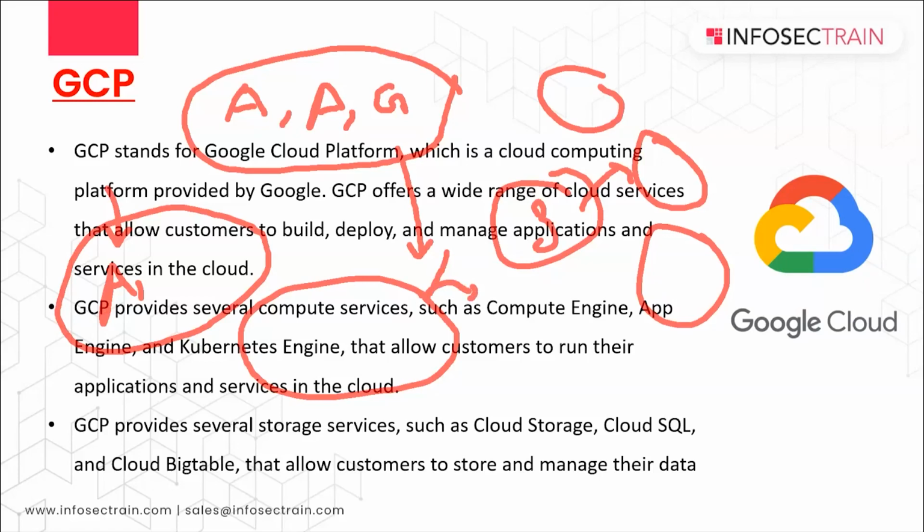So if your requirement suits AWS, go with it. If your requirement suits Azure, go with that. Or if your requirement suits GCP, go with that. Based upon your requirement, you are going to choose your cloud provider, right?